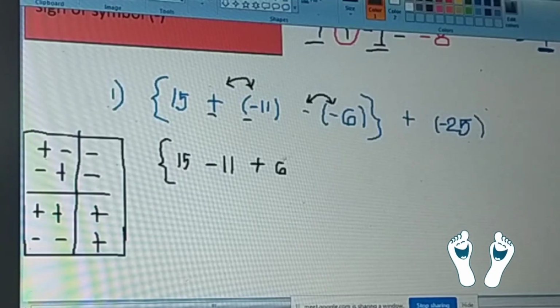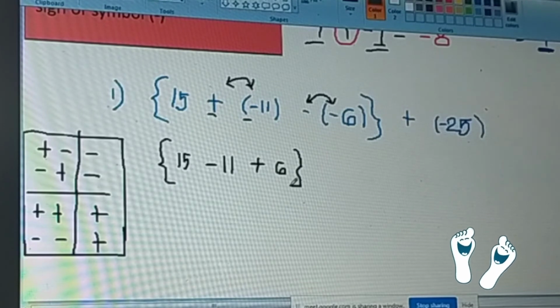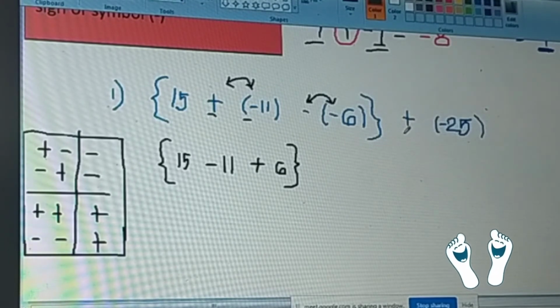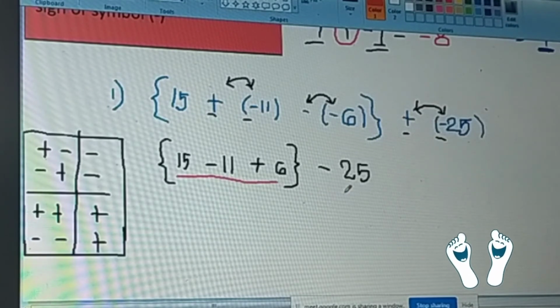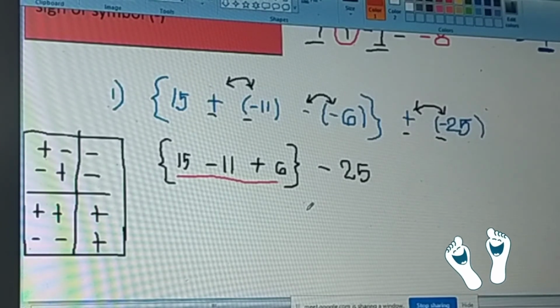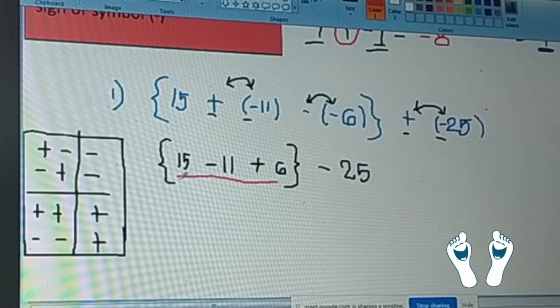So that next. Okay, next. Oh, I really don't know how to use my mouse. Alright. Plus and negative. Any positive and negative will give you negative 25. Okay? Next. We have to simplify what's inside. Simplify what's inside first before the numbers outside the bracket or the brace or the parenthesis. Okay? So, 15 minus 11 is what?